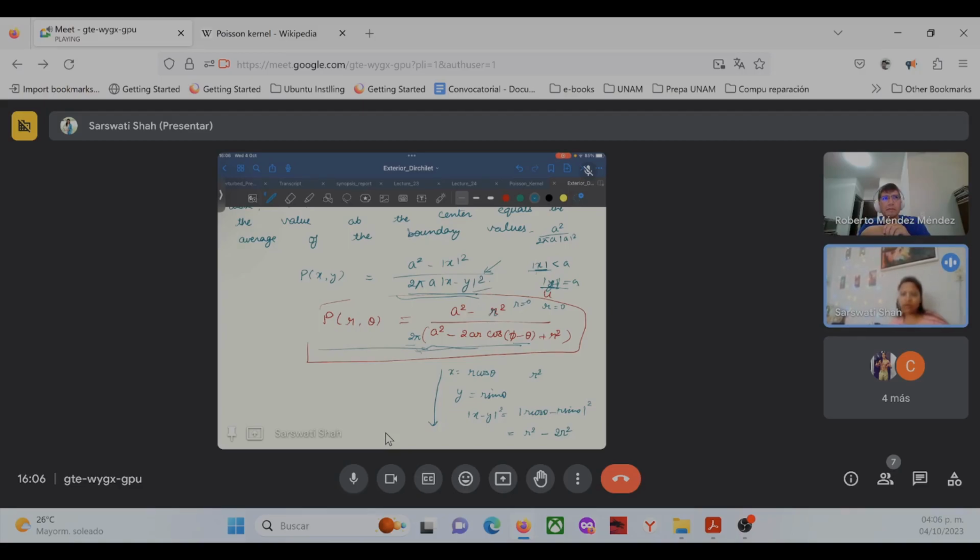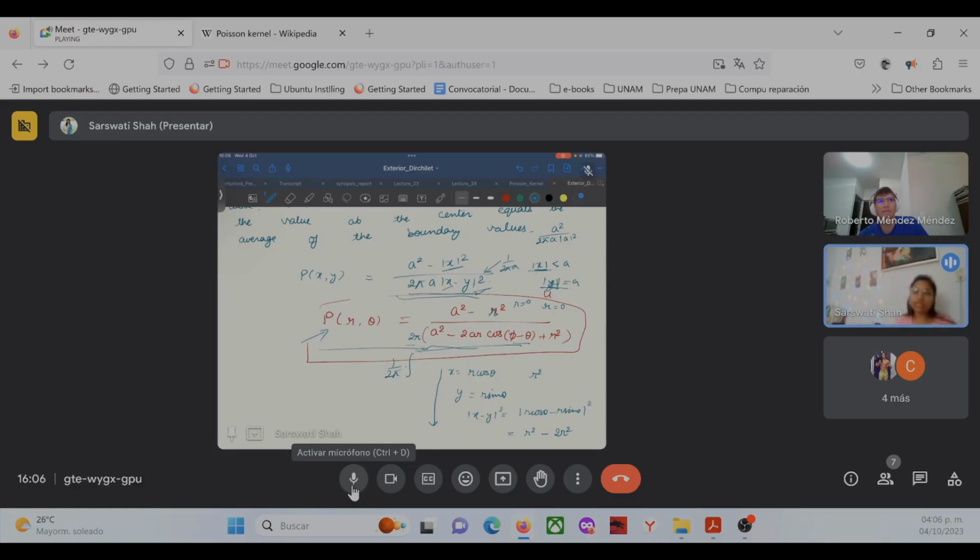So I need to go over that again, because from here at the center x equals to 0 we are getting the Poisson kernel equals to 1 over 2 pi a. But from the Cartesian coordinates I am just getting 1 over 2 pi. It means there is something. So I will do that.